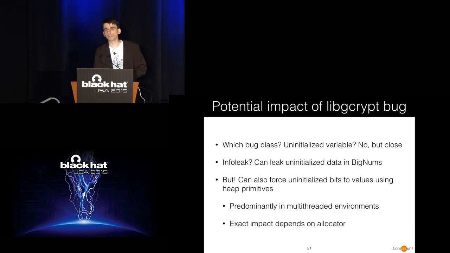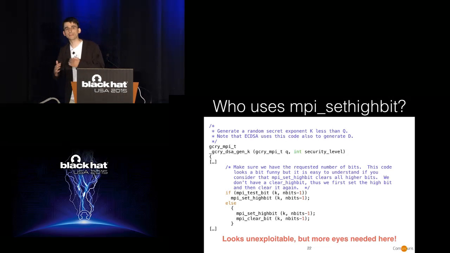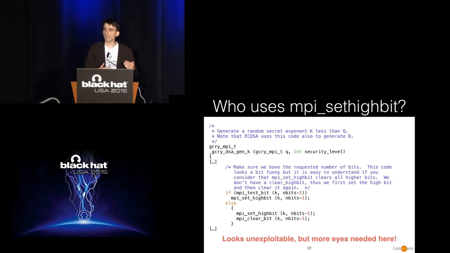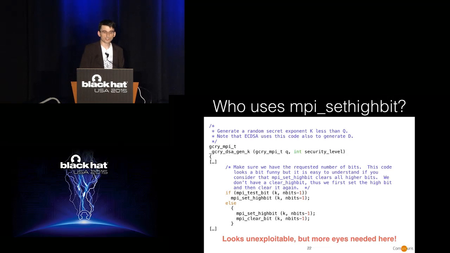This is still not completely understood by me, because they claim this bug has an effect on the library. And the only way I see how this could have an effect on the library, the only place where I see this routine being used, is in the DSA generation for the value k, which is a very, very sensitive area. This is something you totally don't want to screw up.